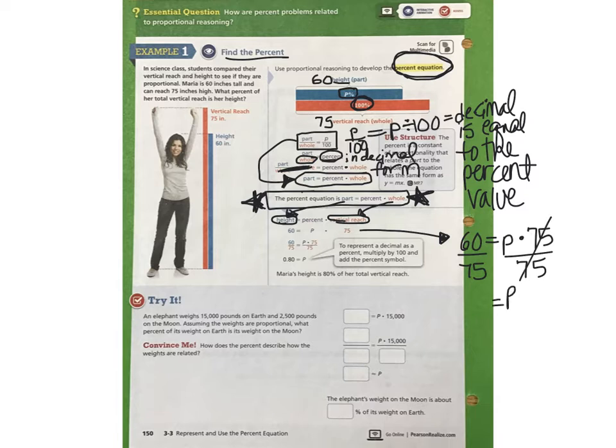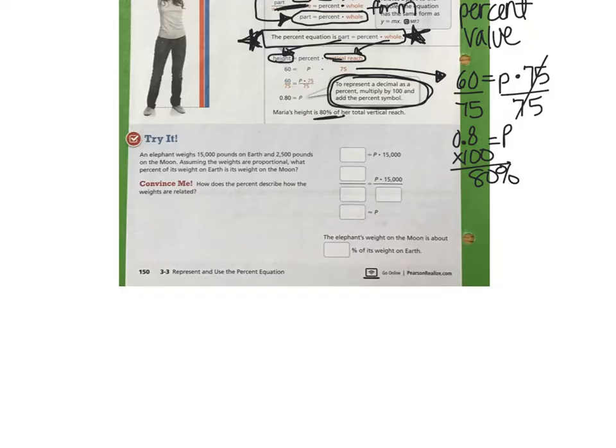and P equals 60 divided by 75, which is 0.8 on your calculator. Now, in order to change this decimal back into a percent, we are going to multiply by 100 and add the percent symbol. That's where we get 80%. So Maria's height is 80% of her vertical reach. Now let's try a different problem. The try it below example 1 is next.